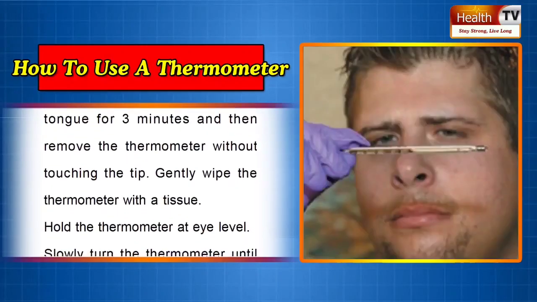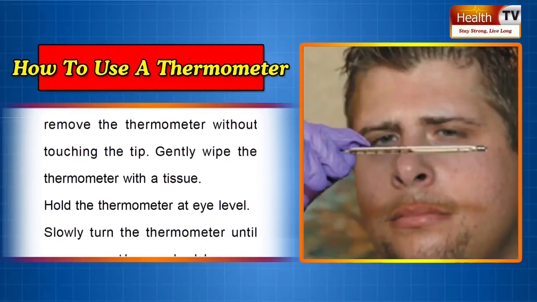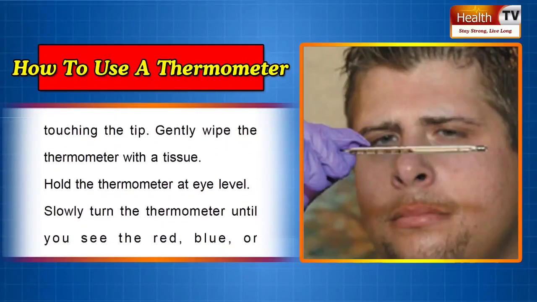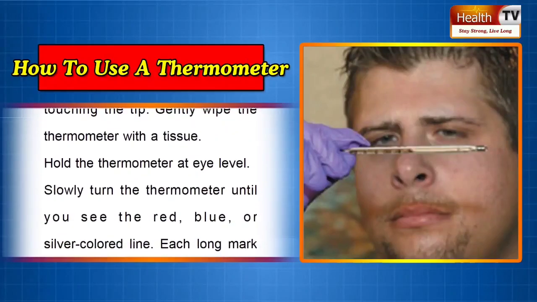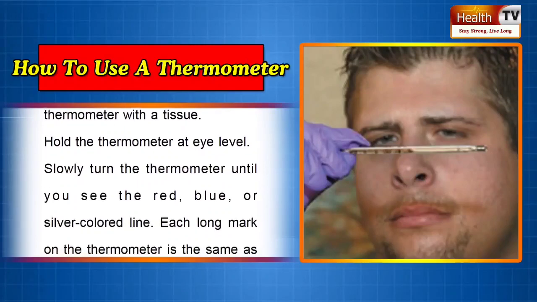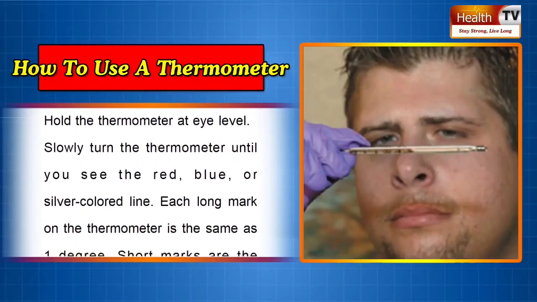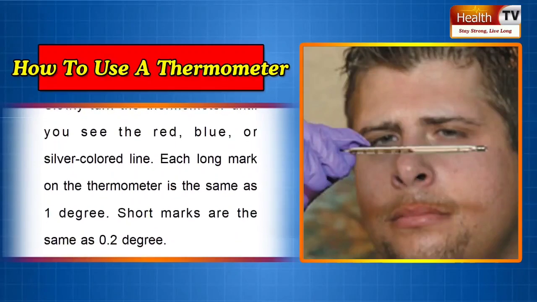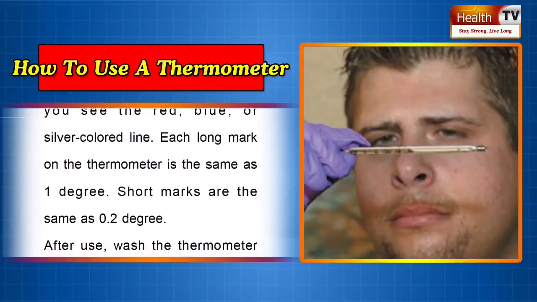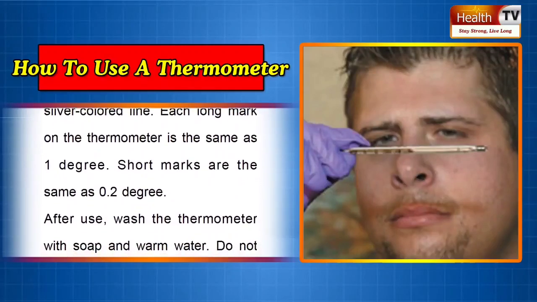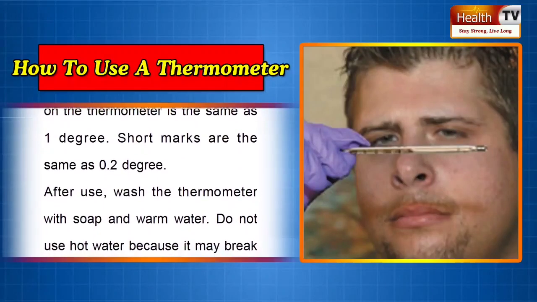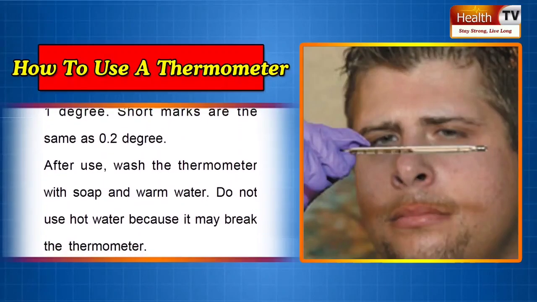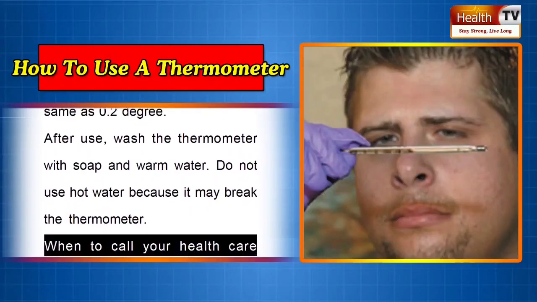Hold the thermometer at eye level. Slowly turn the thermometer until you see the red, blue, or silver colored line. Each long mark on the thermometer is the same as 1 degree. Short marks are the same as 0.2 degree. After use, wash the thermometer with soap and warm water. Do not use hot water because it may break the thermometer.